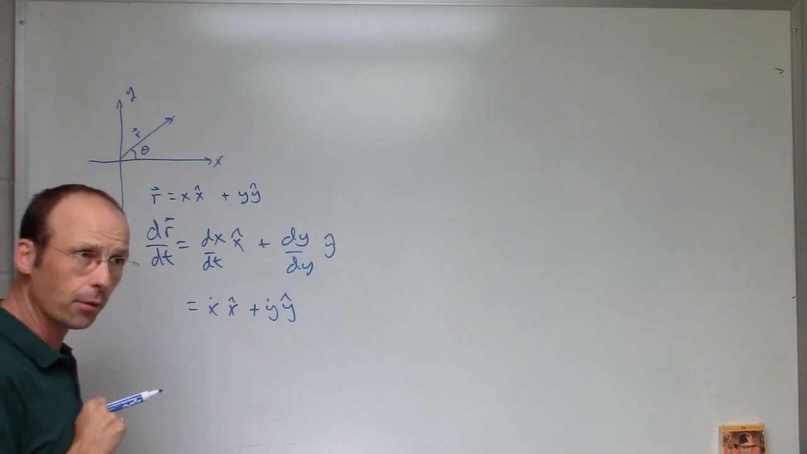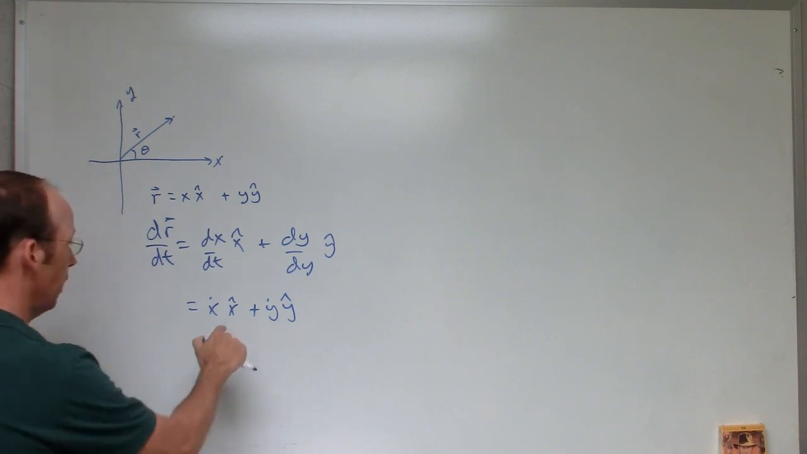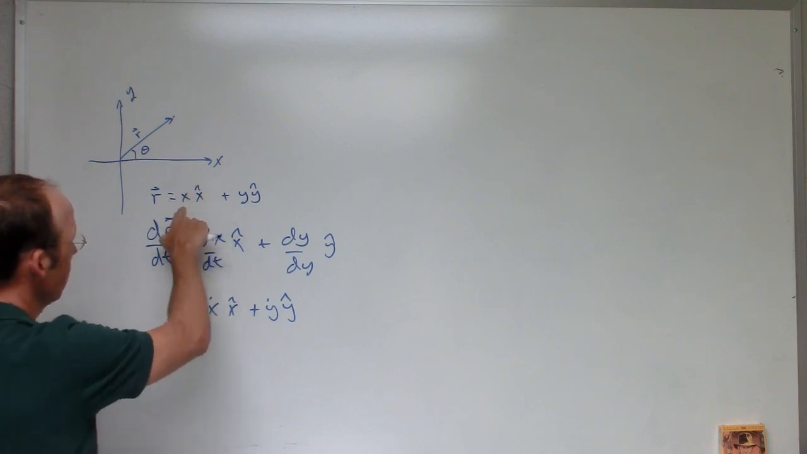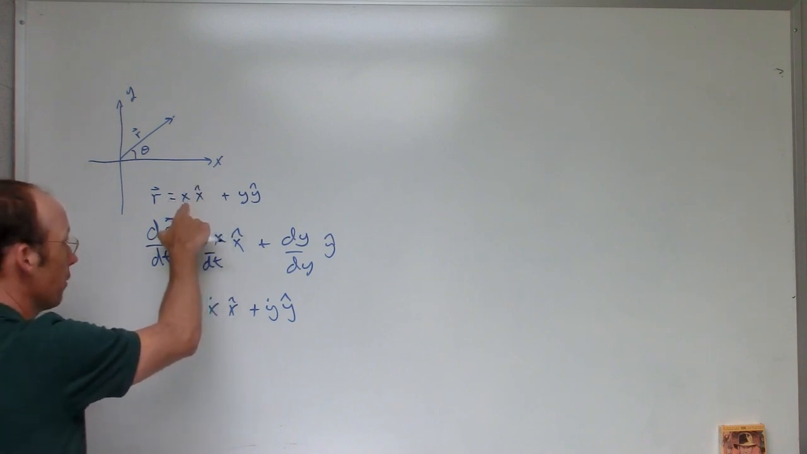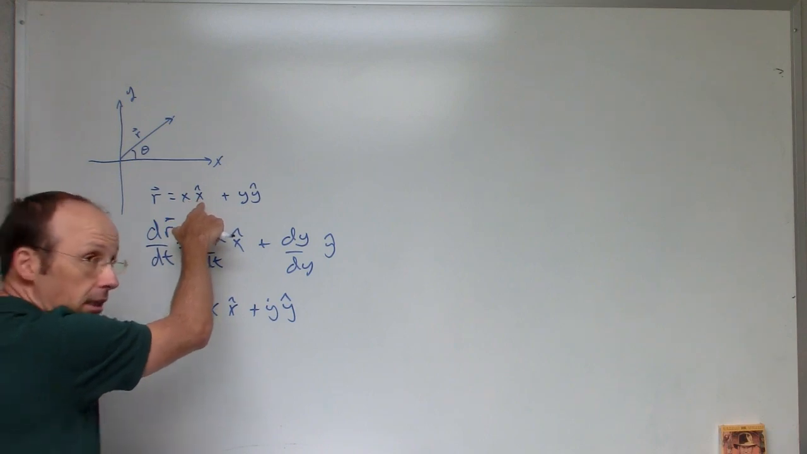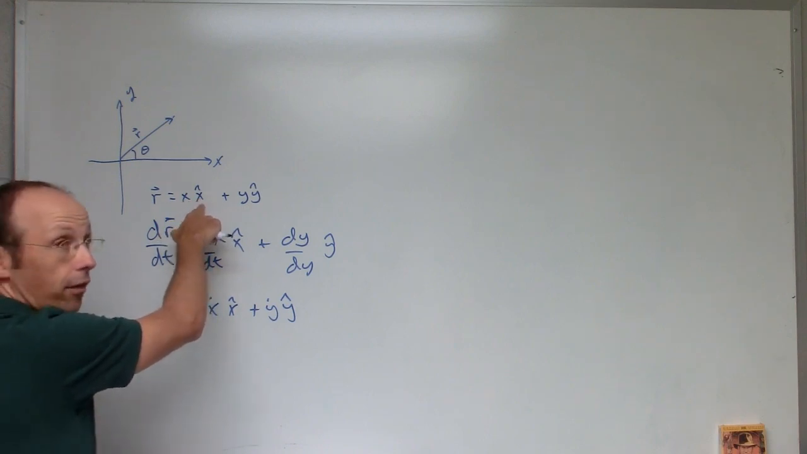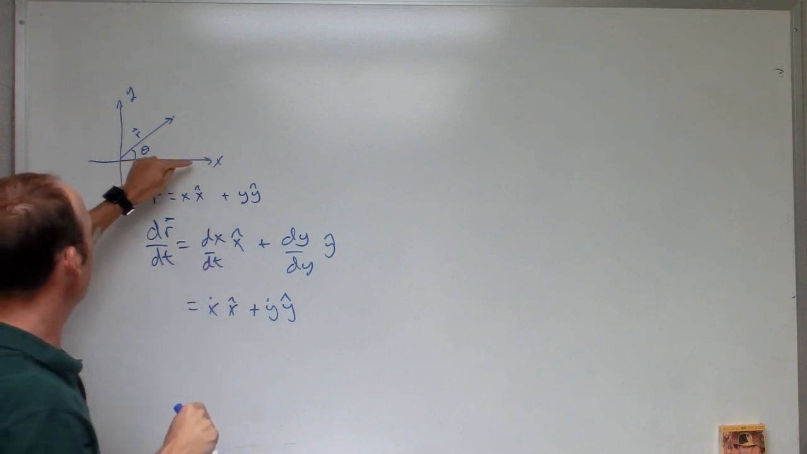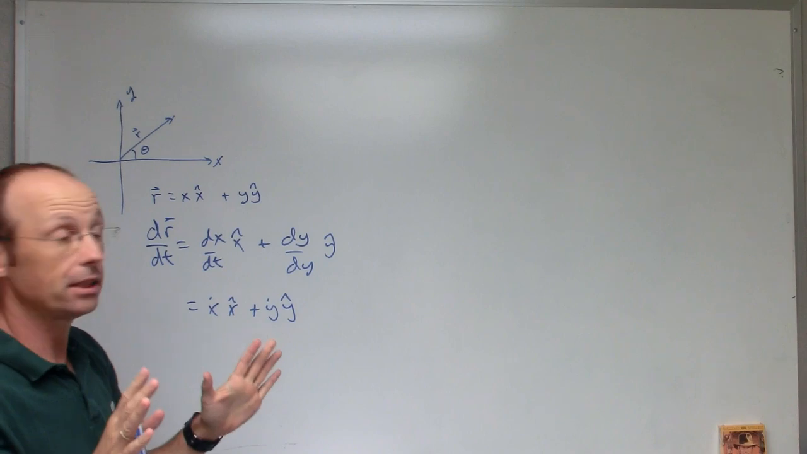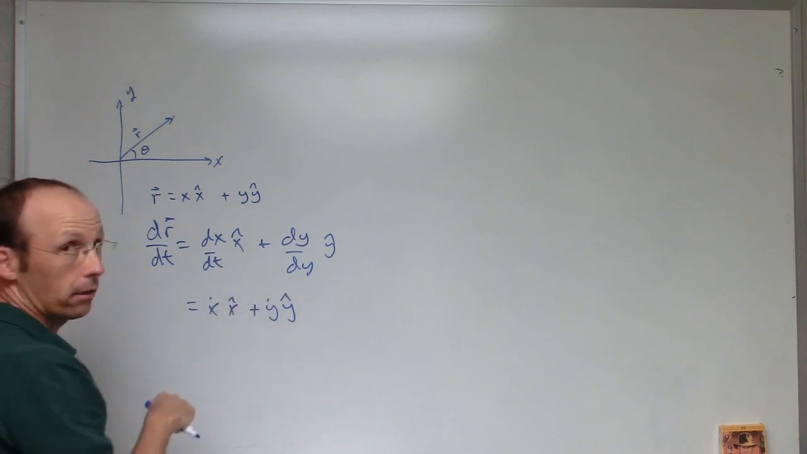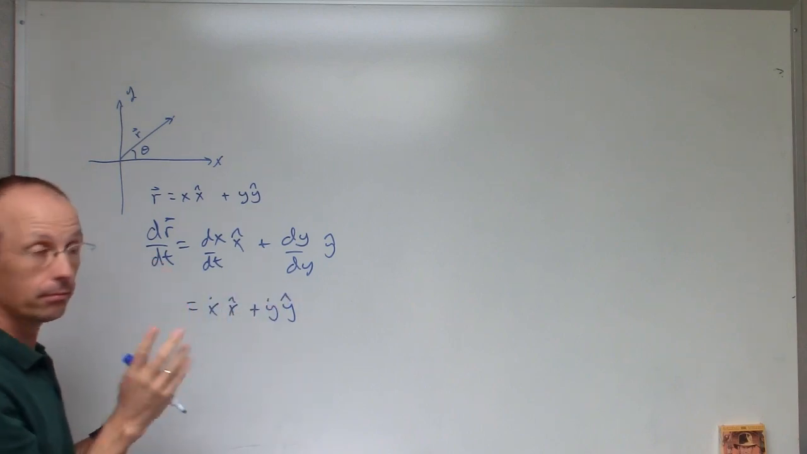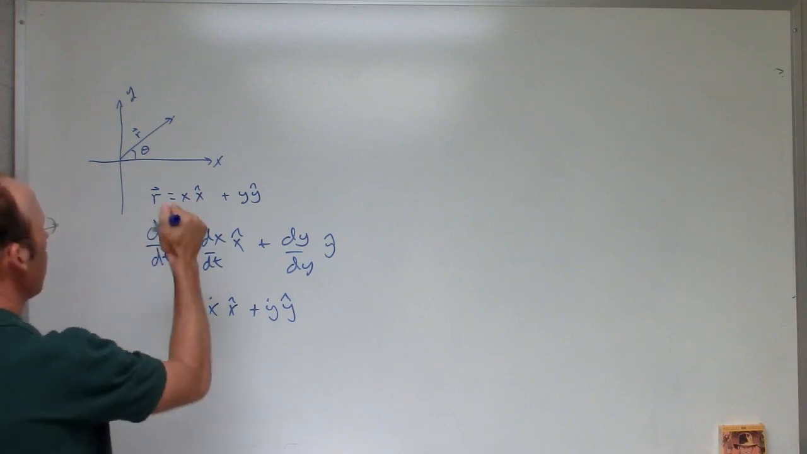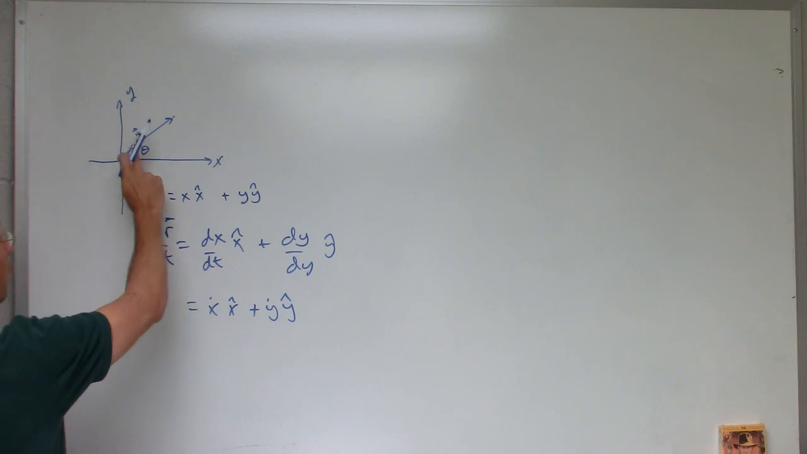Okay, but there's something here that we don't always look at. When I take the derivative of this, I actually have to take the derivative of x times x hat, plus x times the derivative of x hat. But in Cartesian coordinates, the unit vectors don't change, so that would be 0. So those extra terms go away. Okay, you happy? Good.